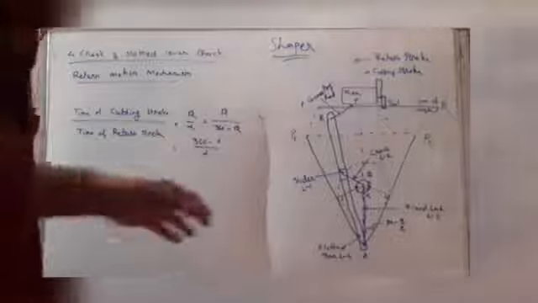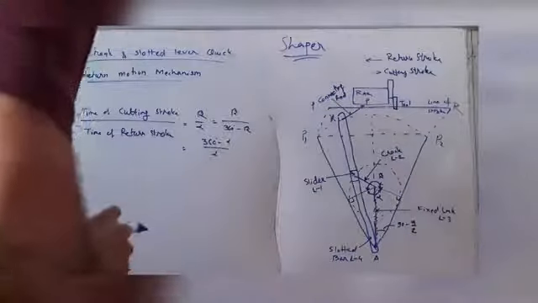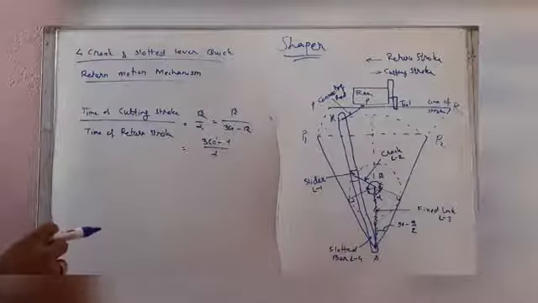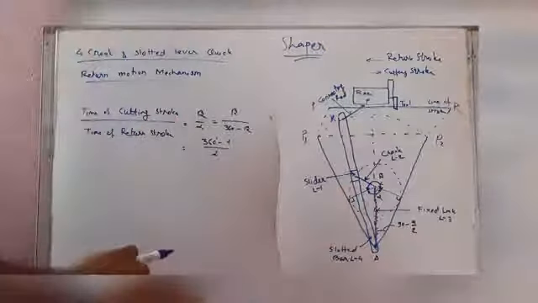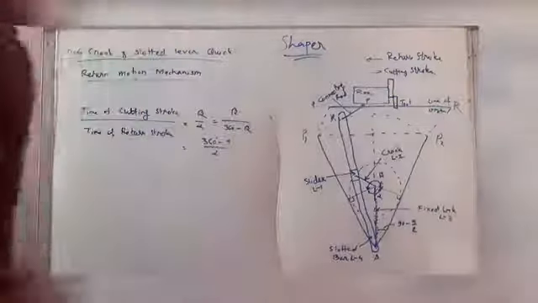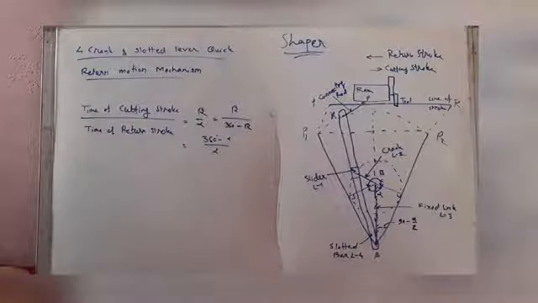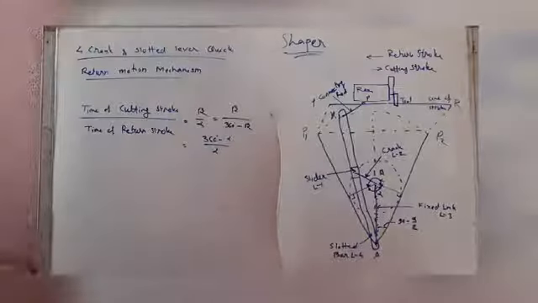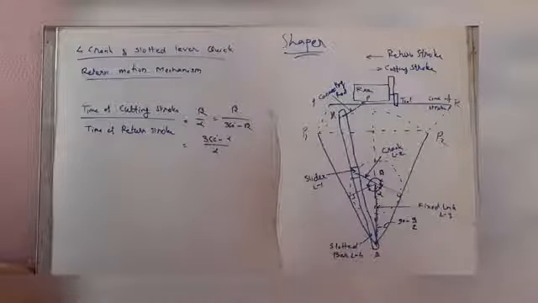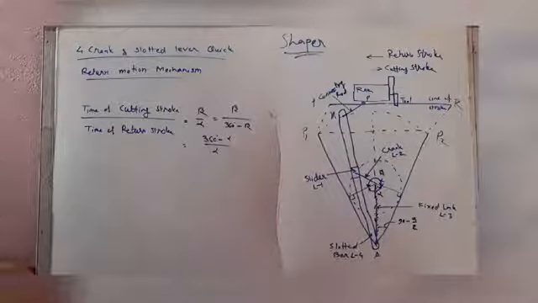Then in this mechanism, link AC, this is point A and this is point C. This one is link 3 and this is fixed. AC is fixed, following the turning pair. Link 3 corresponds to the connecting rod of a reciprocating steam engine. This is similar to the reciprocating steam engine.